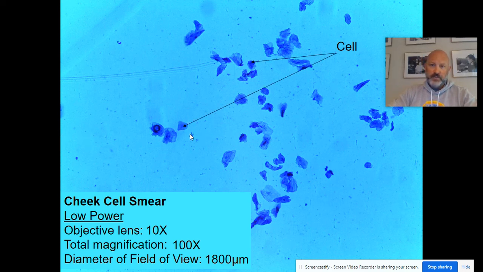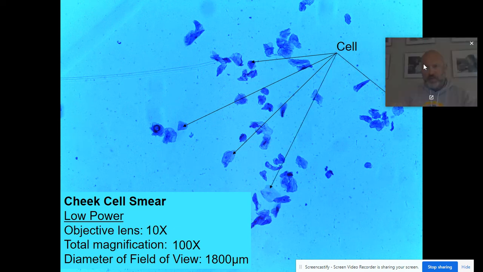There's a cell. There's a cell. There's a cell. This is a great cell because I could clearly see the nucleus there. I could clearly see the cell membrane. And all the light purple, all that fluid inside, would be the cytoplasm. Here's another good one here. I'm blocking this one.